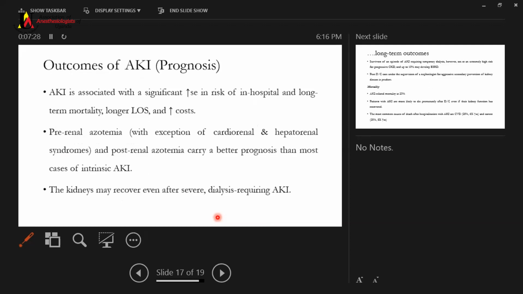I'll summarize in the next 2 slides by talking about the outcomes of acute kidney injury, or the prognosis, so to say. AKI is associated with a significantly increased risk of in-hospital and long-term mortality, as well as long duration of hospital stay, and of course the cost to the patient. Patients who have pre-renal azotemia, with the exception of those with hepatorenal and cardiorenal syndromes, have a better prognosis, and so do most patients with intrinsic AKI. It is a fact that the kidney may recover even after severe dialysis-requiring acute kidney injury.